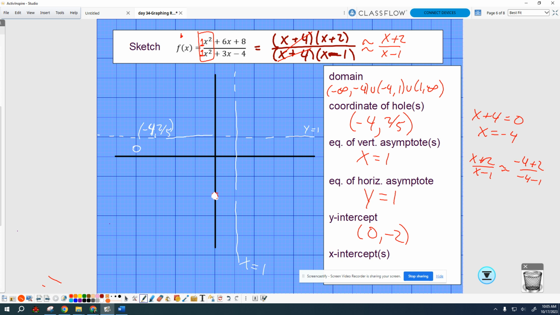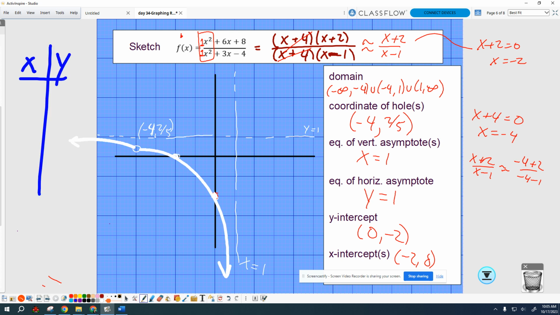Okay, x-intercepts. The x-intercept is going to be -2 when that's 0, which is where you got the x value. So -2, comma 0, and it's filled in. So this side of the graph is going to go like that. I do need coordinates on the other side.